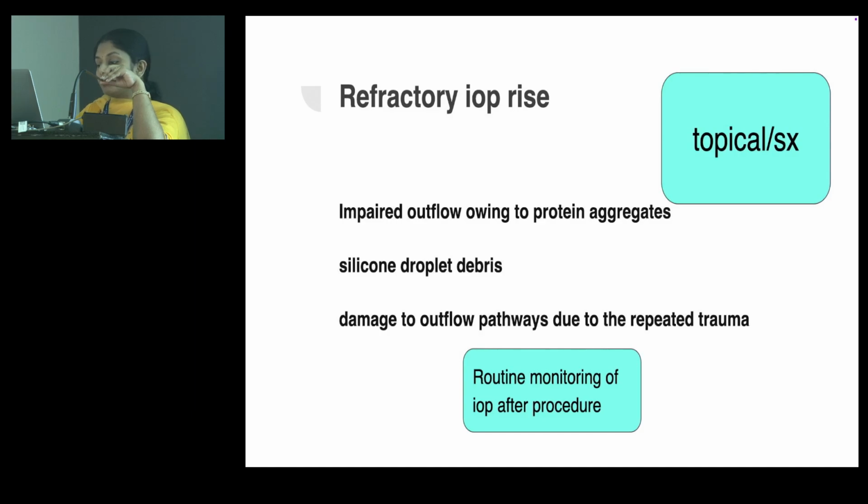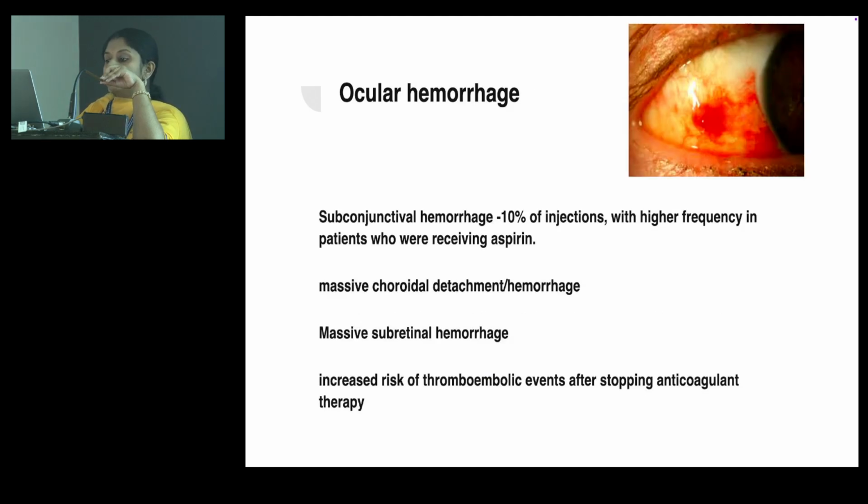Routine monitoring of IOP is thus essential after every procedure of intravitreal anti-VEGF. Ocular hemorrhage can happen in any case of injection. SCH is the most common, which is noted in 10% of injections, and it is very high in persons who are receiving aspirin.